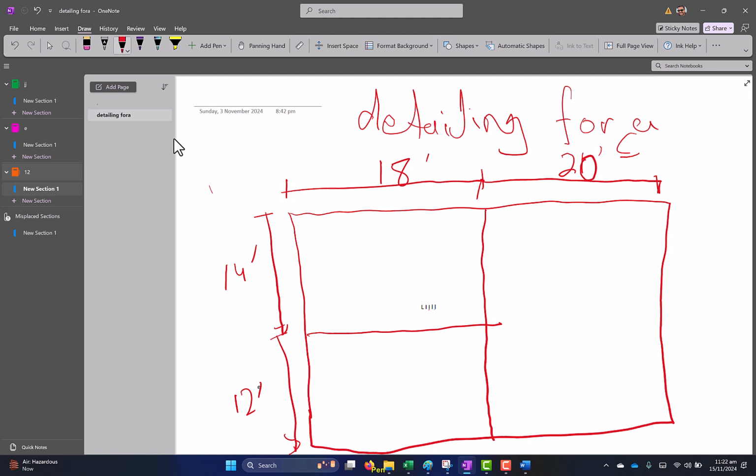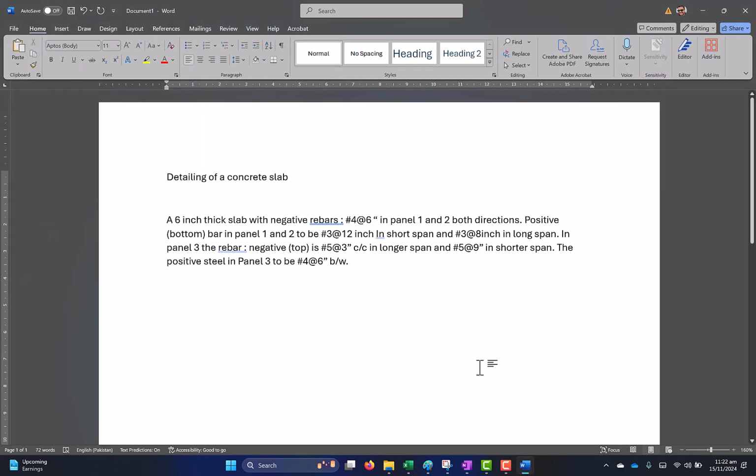So I have two panels here. Now this is panel 1, right? छोटा सा मैं लिख देता हूँ यहाँ 1, 2 and 3. And the question is, I have a 6 inches thick slab, number 4 at the rate of 6 inch in panel 1 and 2, both the directions.